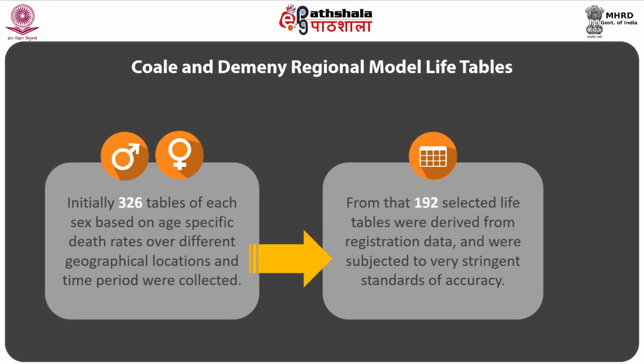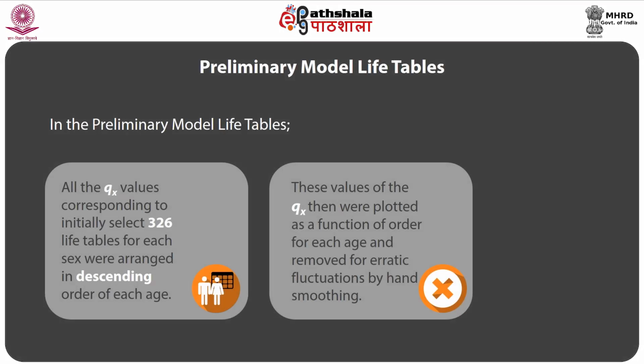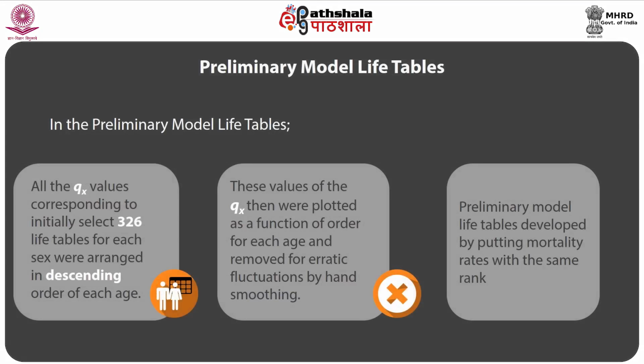Initially, 326 tables of each sex based on age-specific death rates over different geographical locations and time period were collected. From that, 192 selected life tables were derived from registration data and were subjected to very stringent standards of accuracy. For the preliminary model life table, all the qx values corresponding to the initial selected 326 life tables from each sex were arranged in descending order of each age.